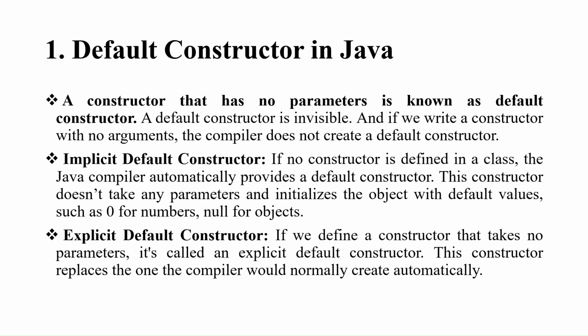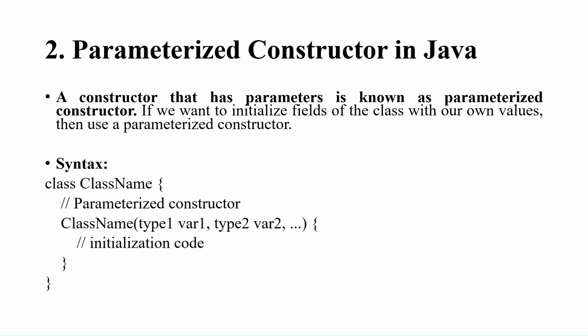So what is a default constructor? A constructor with no parameters, and there are two categories, one is implicit and another one is explicit. The next type of constructor is the parameterized constructor. A constructor with parameters is known as a parameterized constructor.